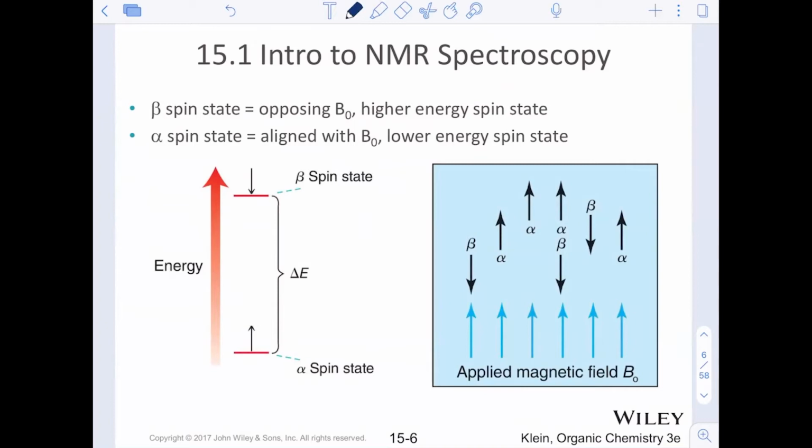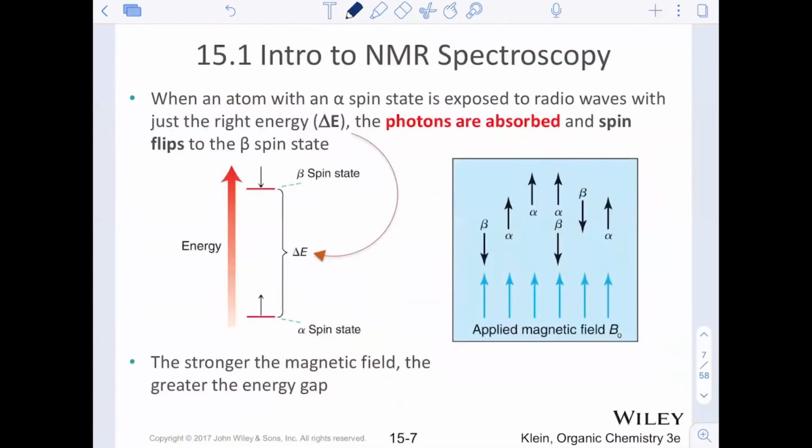Now, the beta spin state, against the magnetic field, is higher in energy. The alpha spin state is lower in energy, okay? And what I really want to hone in on here is the idea that these two different energy spin states are going to be exposed to the magnetic field, and also, here's where the spectroscopy comes in, they're going to be exposed to radio waves. It's just the right amount of energy difference between the alpha and the beta spin state to get these spin states to flip, to change.